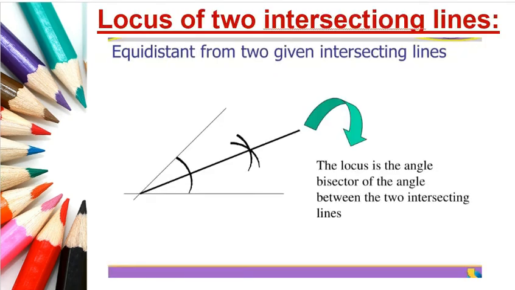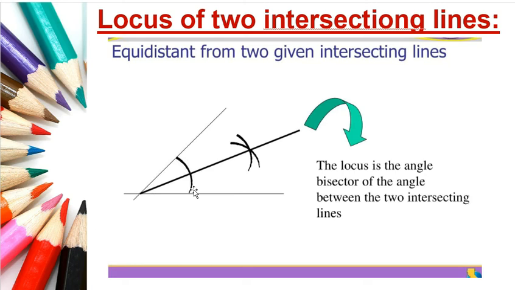Now the last locus is the locus of 2 intersecting lines. When we construct the locus of 2 intersecting lines, again they will not give any measurement, they will just ask to draw a locus equidistant from 2 given intersecting lines. As you can see, these two are intersecting lines and the common point is here. The locus is the angle bisector of the angle between the 2 intersecting lines. So we have the angle in between these 2 lines, and we will draw the angle bisector of this angle.